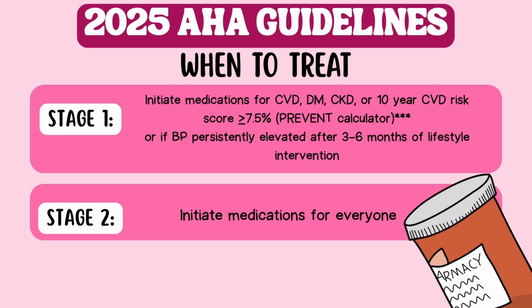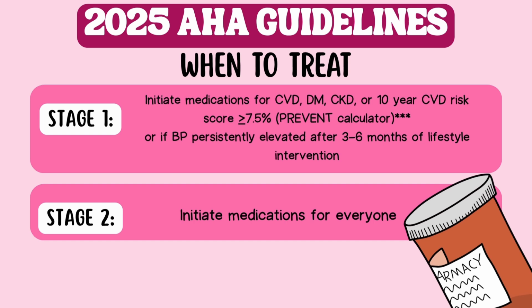So, the guidelines as far as when to treat patients with hypertension have changed slightly with the new 2025 guidelines. So, let's kind of go over those. For those with stage 1 hypertension, the recommendation is to initiate medications for anyone who has cardiovascular disease, diabetes, chronic kidney disease, or, and this is where the big change is, a 10-year CVD risk score of greater than 7.5% using the PREVENT calculator. The biggest change here from the 2019 guidelines is that they are now wanting you to use the PREVENT calculator to calculate the CVD risk rather than the ASCVD risk score.